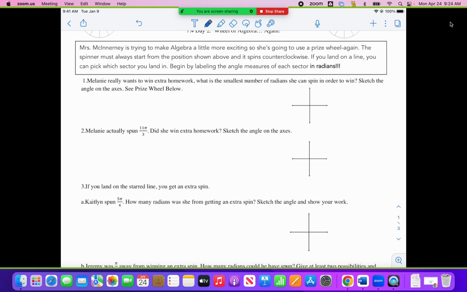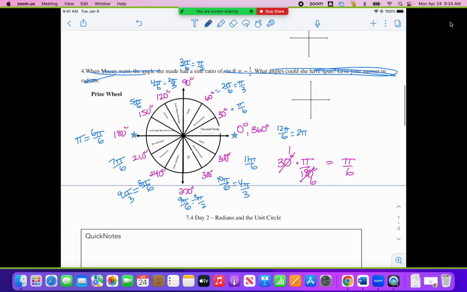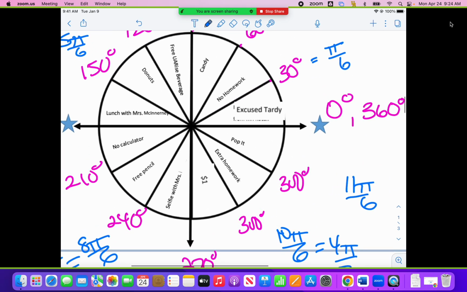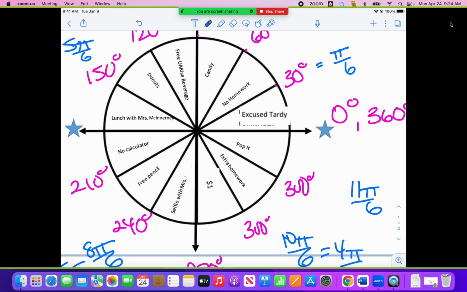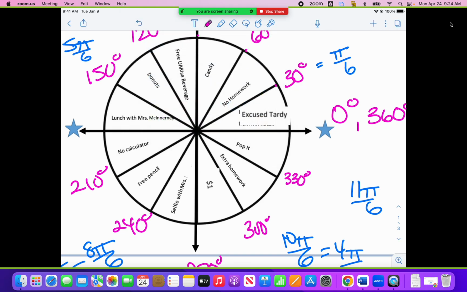All right, so here we go. Melanie really wants to win extra homework. What is the smallest number of radians she can spin in order to win? So let's go down to the prize wheel. And do you see where extra homework is? That was 330, right? All right, between what two wedges or two angles is the wedge for extra homework?